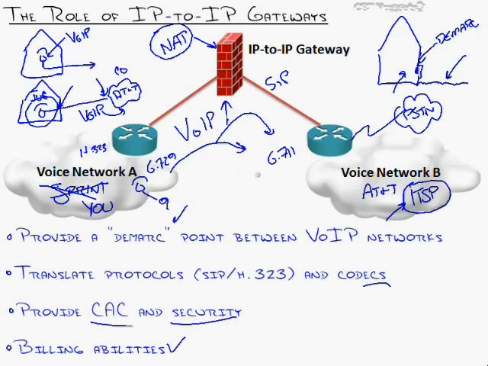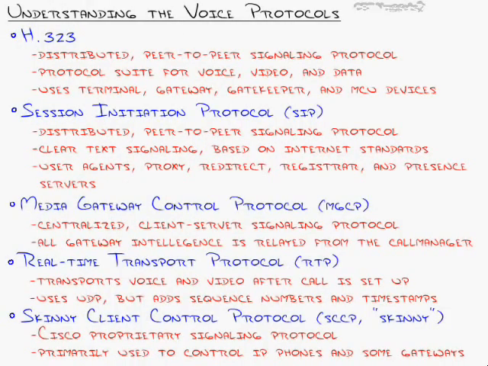So the IP to IP gateway really is that firewall, that demarc line between these voice networks. There's one more thing I want to talk about in this nugget, and I saved the best for last.